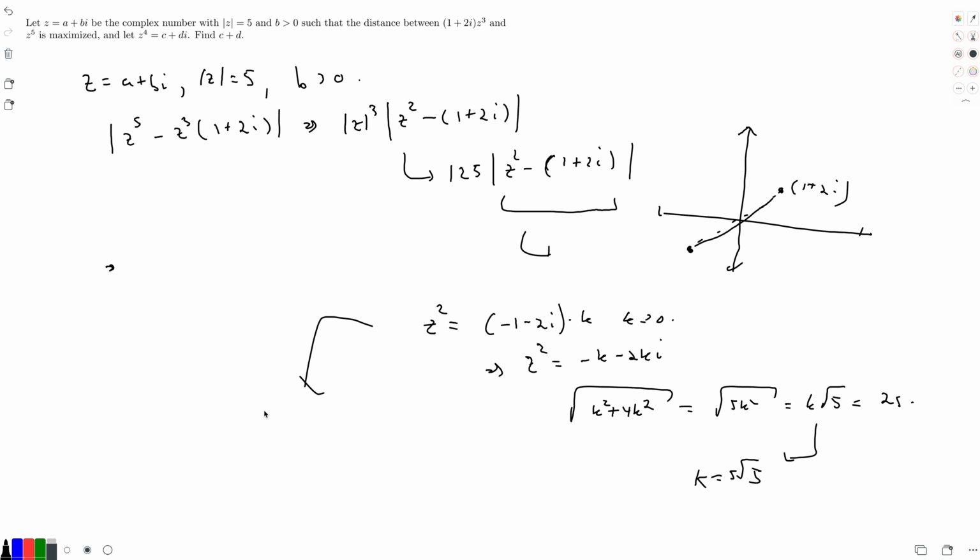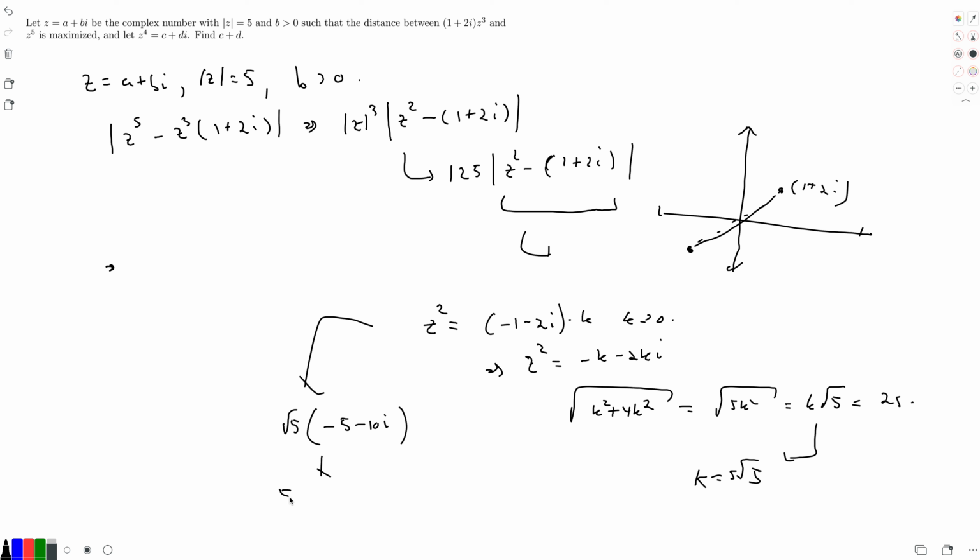So hence our complex number z squared, leaving the root 5 maybe outside, we get root 5 times negative 5 minus 10i. Yep, this is z squared. So now to find z to the fourth, all we do is square this.